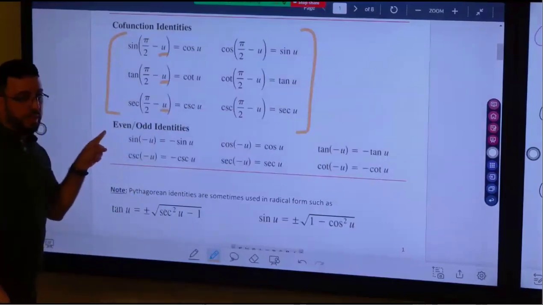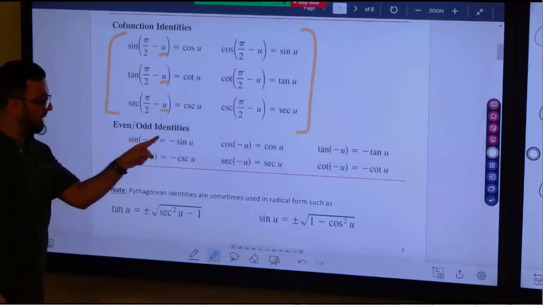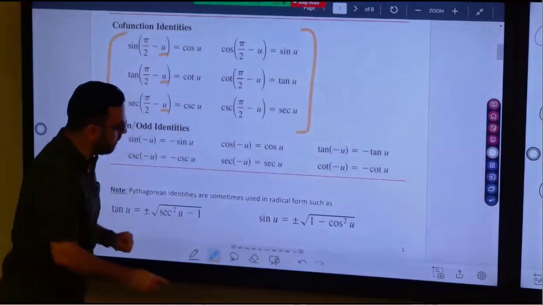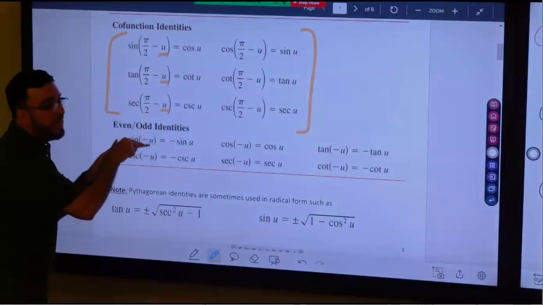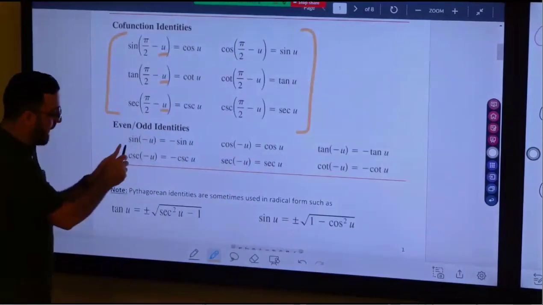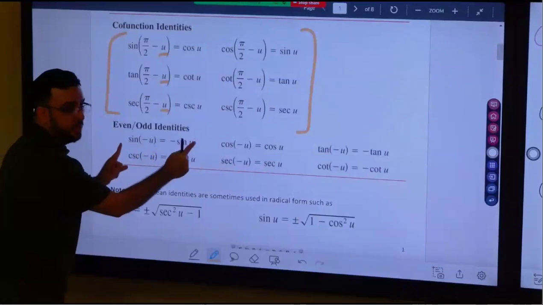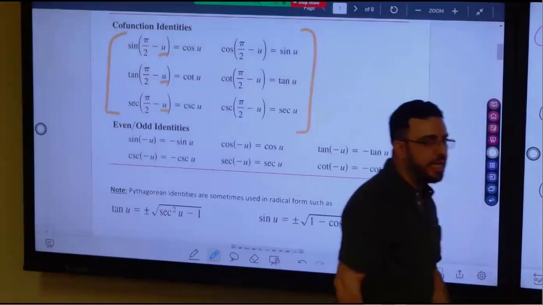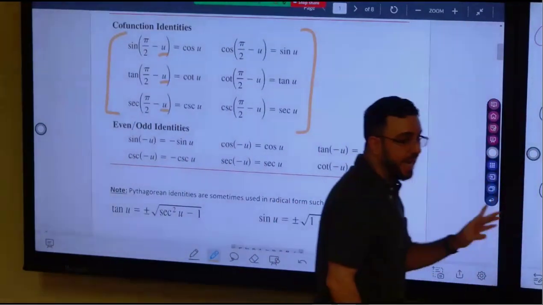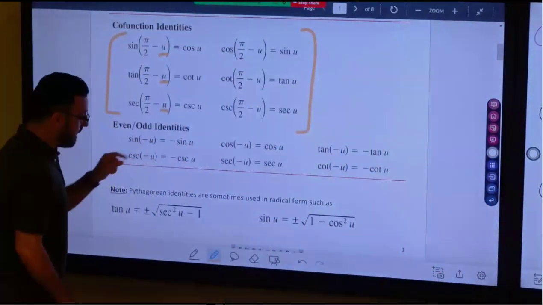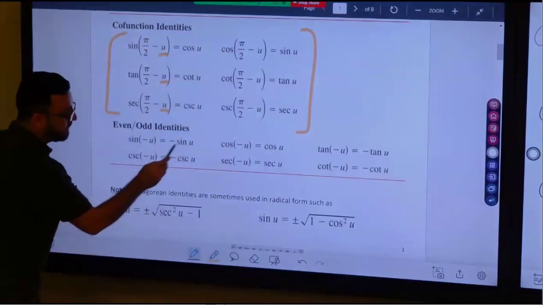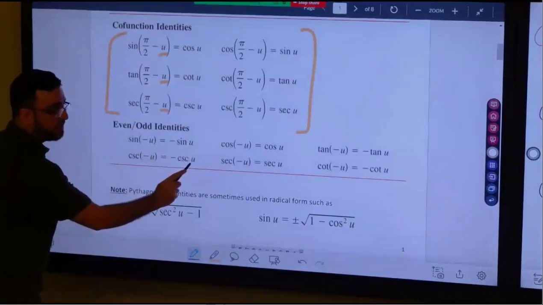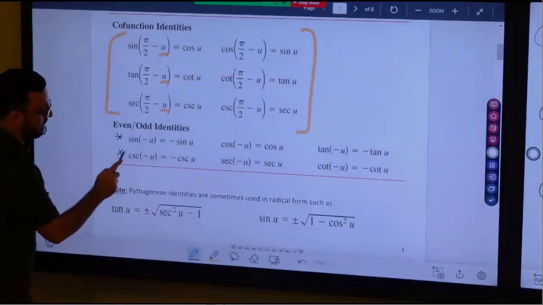What about the second one? Even and odd identities. Look to all these functions. The only difference you will see is sine of the negative angle. Sine of the negative angle is going to be negative sine u. That means sine negative pi over 2, sine negative pi. You got it? So when you have sine with negative, it's going to be negative sine. Cosecant of negative angle is going to be negative cosecant. So I know this one is giving me negative.